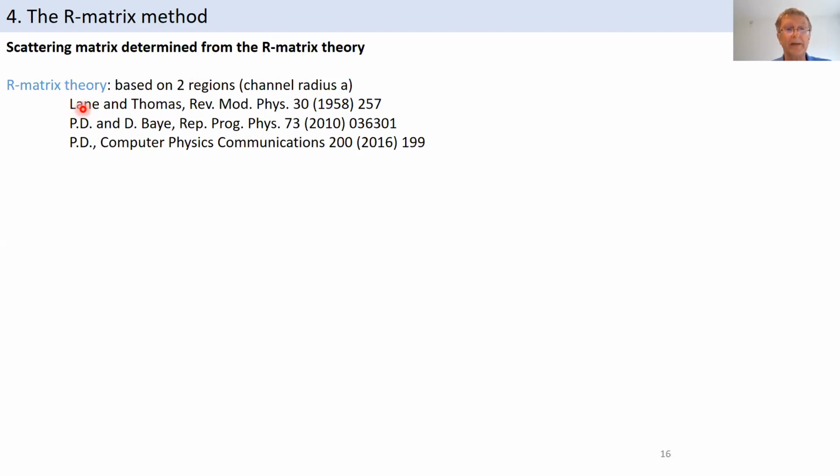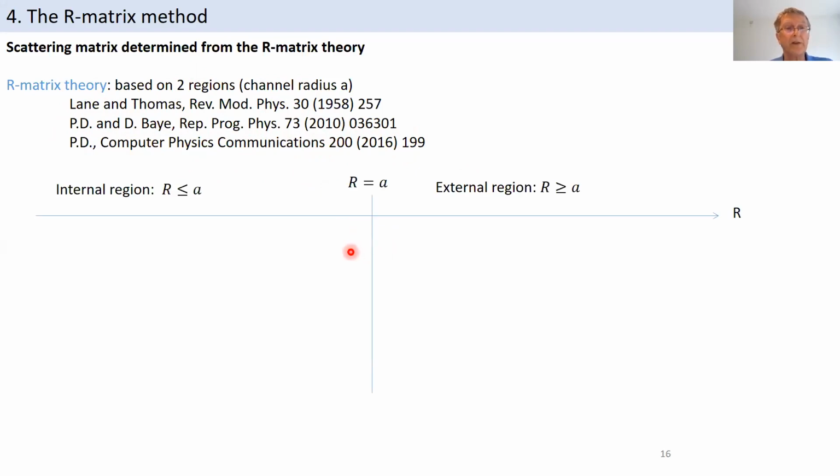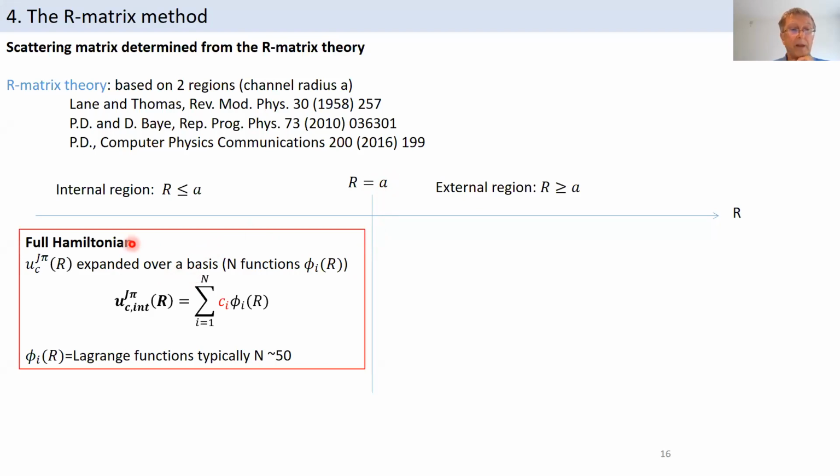The main reference about the R-matrix is this famous paper by Lane and Thomas. And then with Daniel Baye, we wrote a more modern version of the R-matrix. And in 2016, I published a subroutine that you can use and adapt to your own code. So the idea of the R-matrix method is to divide the space into regions divided by the channel radius A.